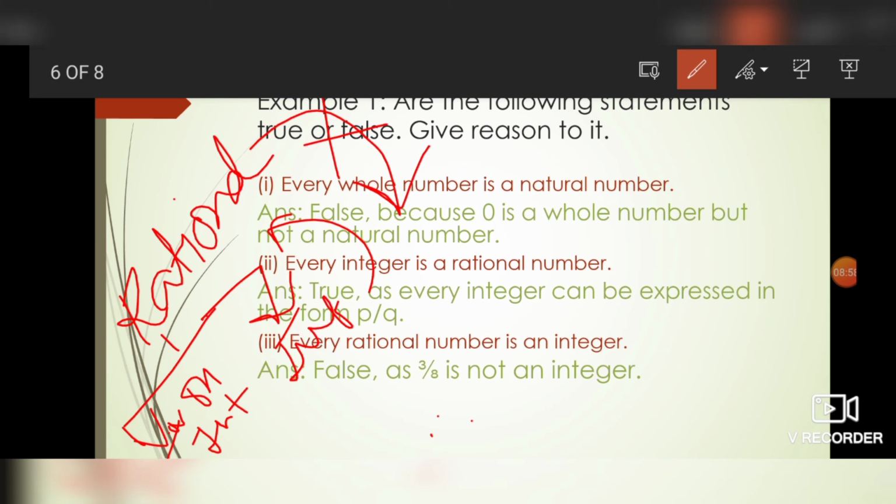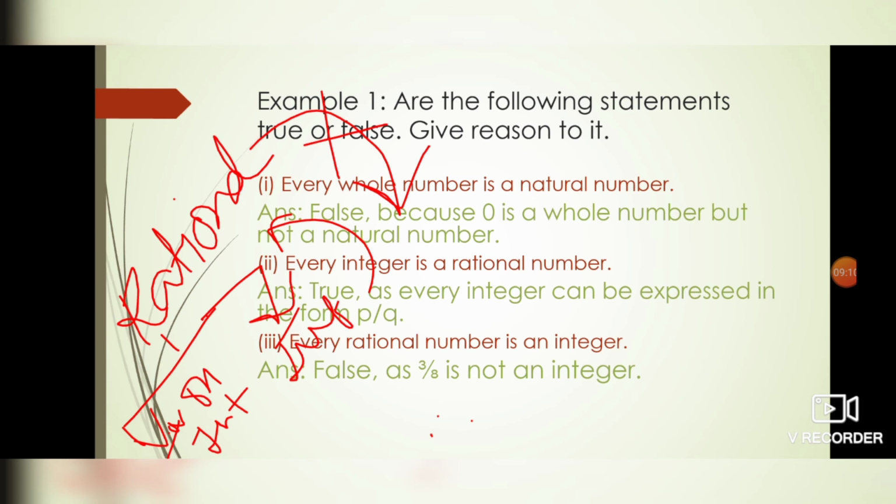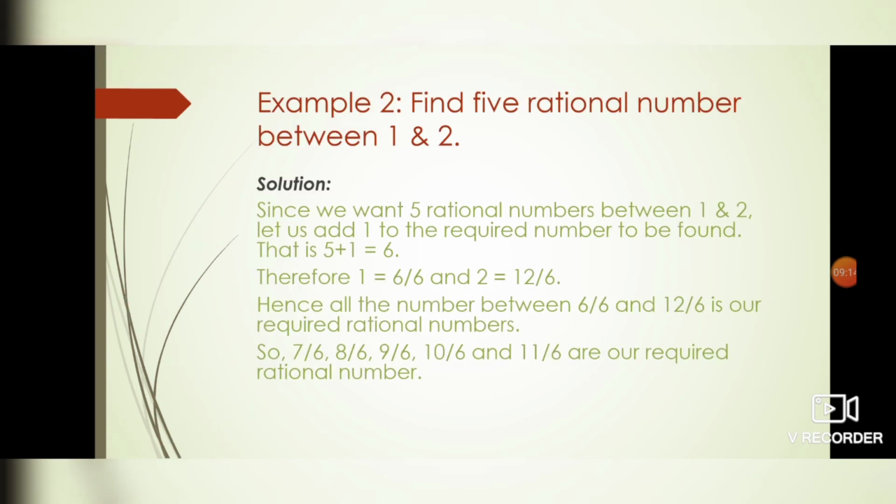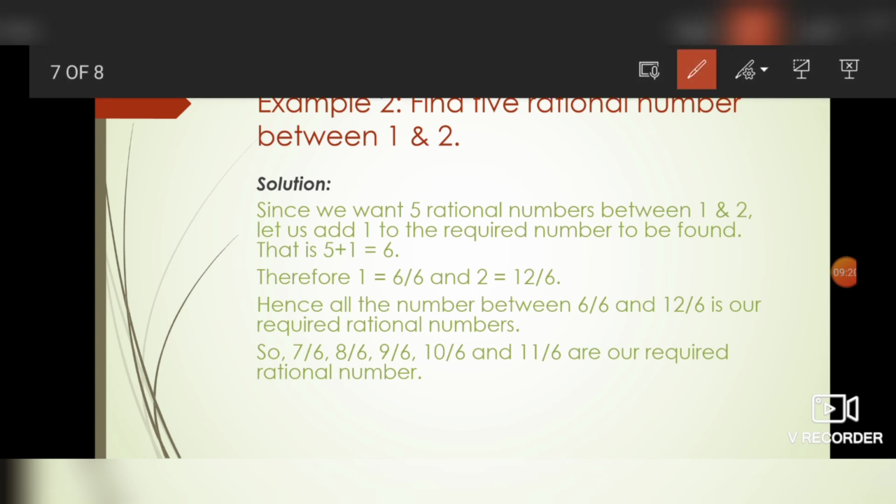So every integer is a rational number is true, whereas this third question says every rational number is an integer is false. So this was our first example. Now the second example said find 5 rational numbers between 1 and 2. So here we need to find 5 rational numbers.